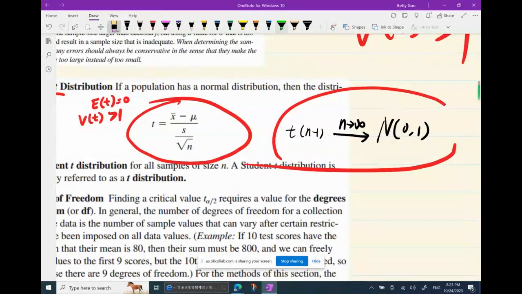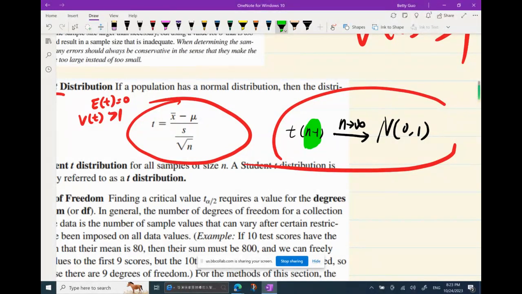And another thing we want to explain is this n minus 1 is the degree of freedom. Yeah, degree of freedom is the only important parameter of T distribution. And that's why we put it in the parentheses. T of n minus 1 means this is a T distribution with degree of freedom n minus 1. Why is it n minus 1?